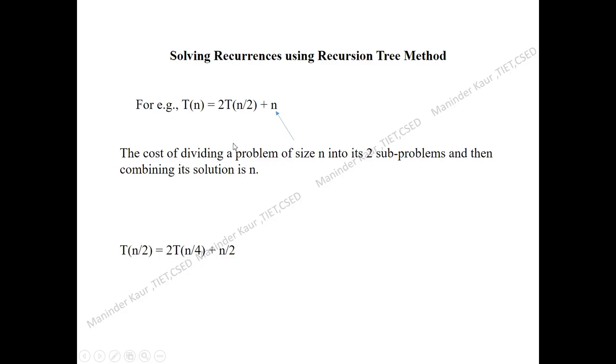That means in the whole recursion tree method, what we will be doing is capturing all these costs of dividing and combining: the n cost, the n/2 cost, and so on. Now let us see how the recursion tree method works using an example. To solve this recurrence relation, we start with the first level of the tree. We will be generating a tree of nodes and costs from this recurrence relation.